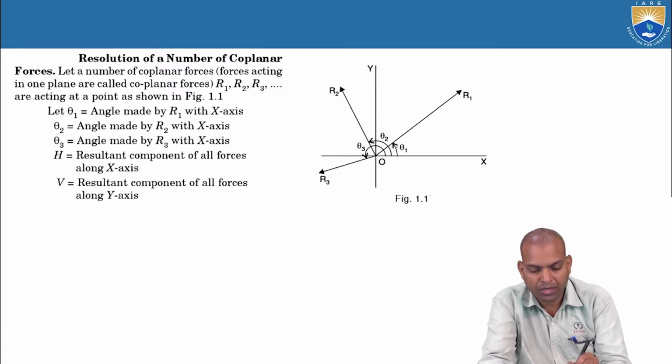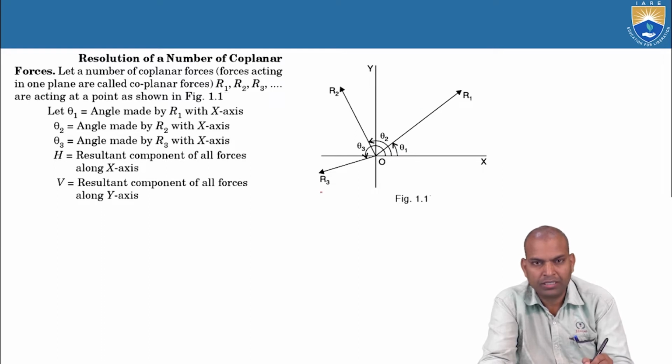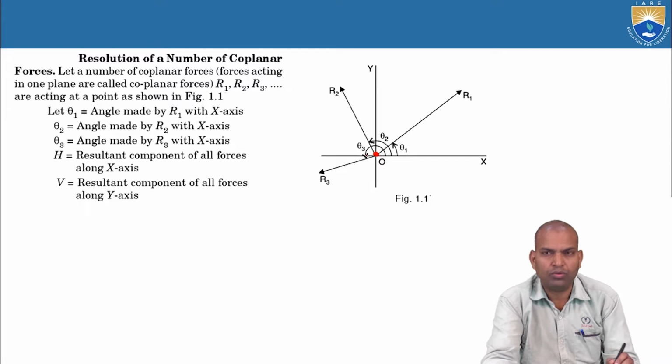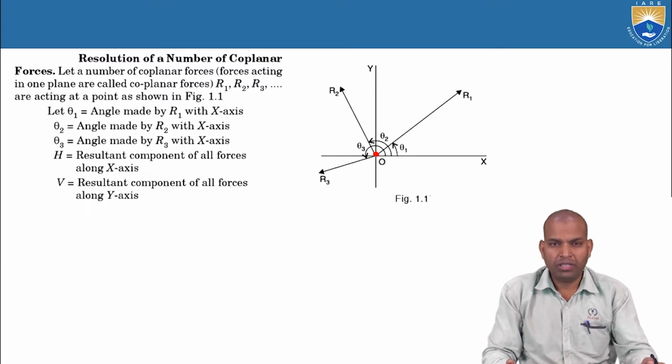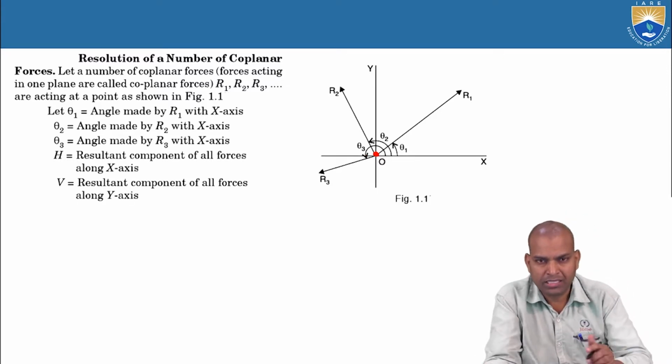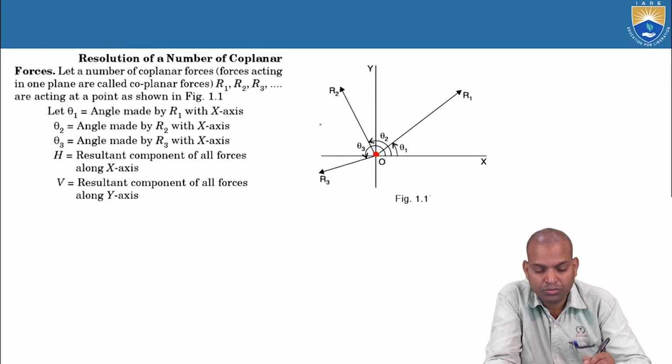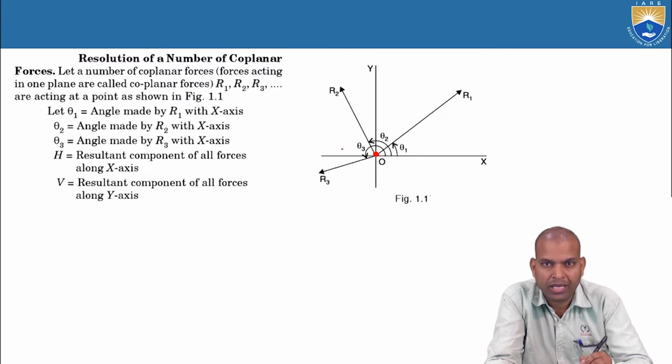Here R1, R2, R3 are the forces which are acting at a particle O, and R1 is making an angle with the axis x of theta 1, R2 with the axis x is theta 2, R3 with the axis x is theta 3. Alright, so how to resolve it? There are various methods.